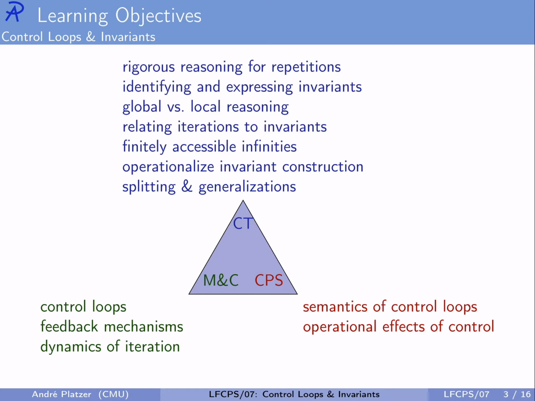We'll also see how important the distinction is between global versus local reasoning techniques. That basically determines how much we get to keep about the assumptions of the system. We'll also have ways of looking into finitely accessible infinities, because of course, the set of possible repetitions that a loop could do is actually infinite, because it's one for any natural number, of which there happen to be infinitely many. We operationalize invariant construction principles by working very systematically from an axiomatic development in dynamical systems axioms that we already saw. We'll also look at splitting and generalization techniques.